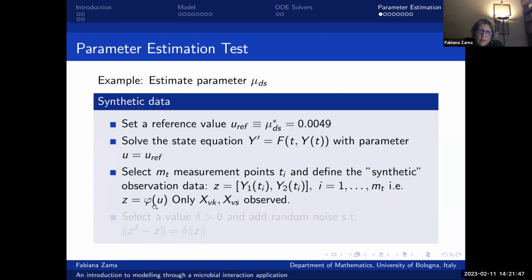And so we obtain our data by measuring the solution of our differential equation, which is also named the state equation in this context. Then we add the noise. Usually it's random from a normal distribution in such a way that we control the relative error. And so we select this value, we try different values. And the main idea is to see how, and if, this parameter can be estimated.